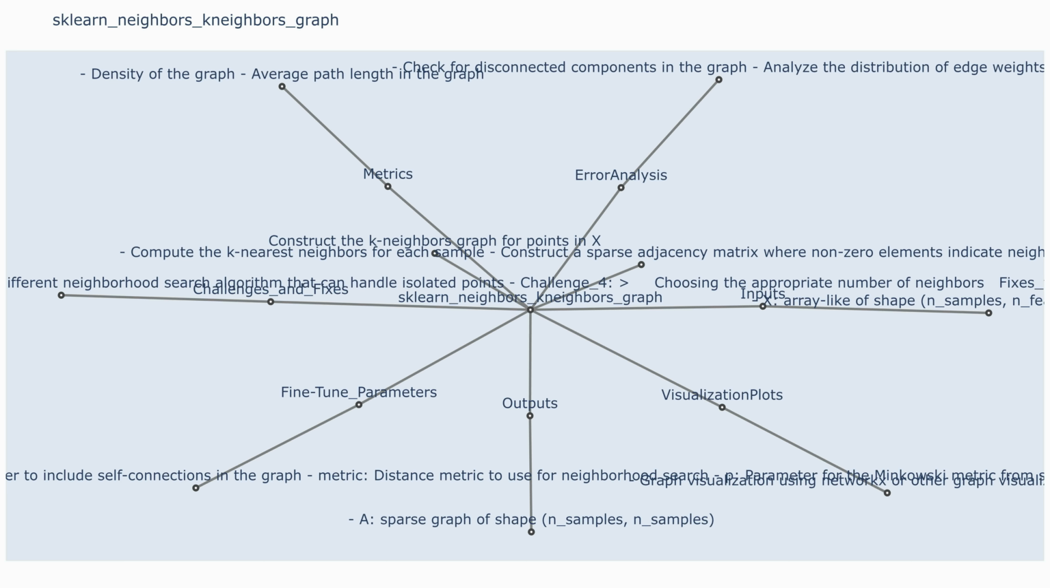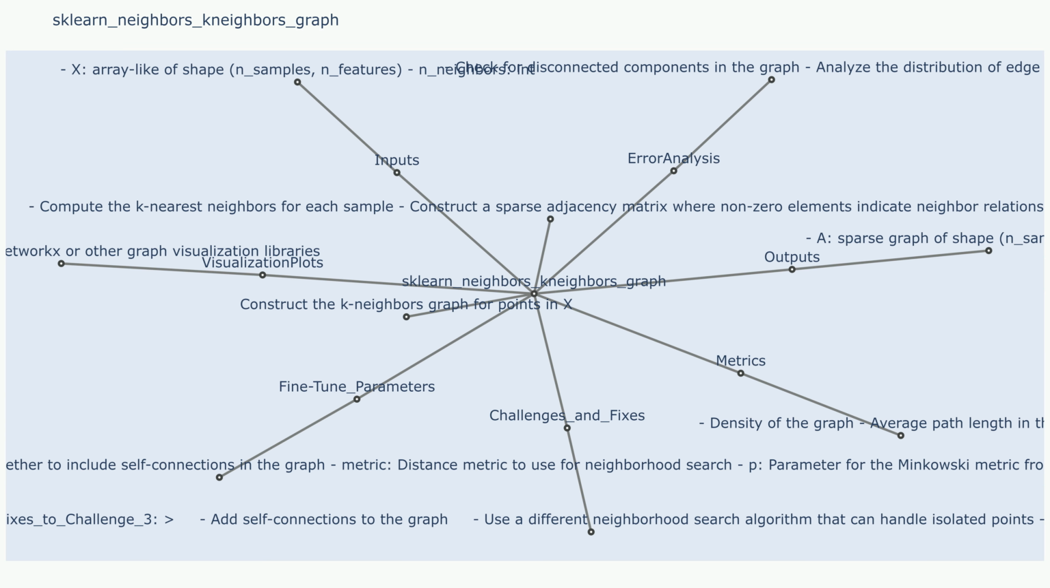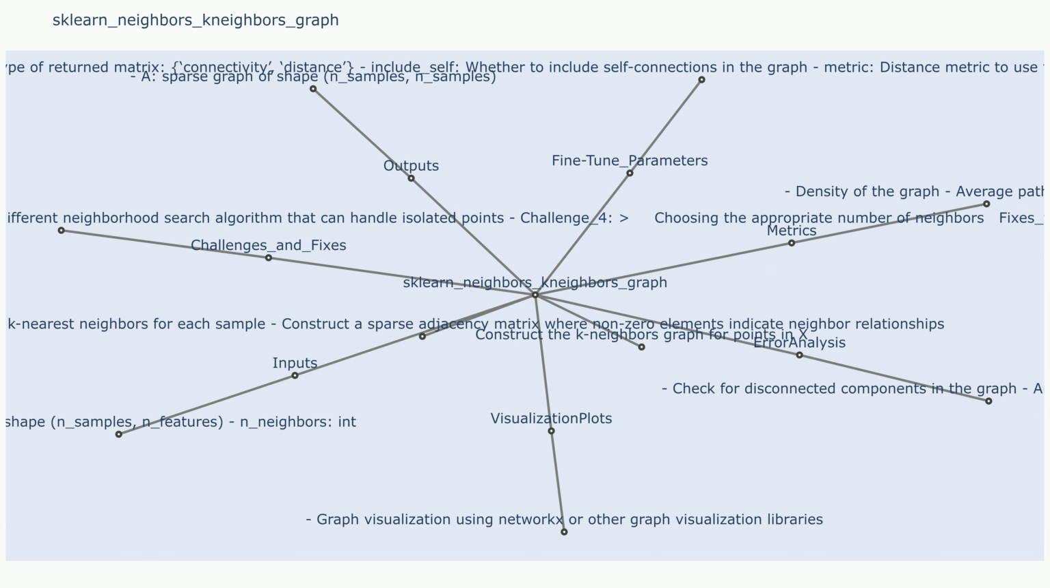sklearn.neighbors.kneighbors_graph. Description: this function constructs the K-neighbors graph for a given dataset. The graph is represented as a sparse adjacency matrix, where non-zero entries indicate the presence of an edge between two data points. An edge exists between two data points if they are among each other's K nearest neighbors. This function utilizes various distance metrics to determine the nearest neighbors, allowing for flexible graph construction based on the dataset's characteristics. Inputs. X: this input represents the dataset for which the K-neighbors graph is to be constructed.